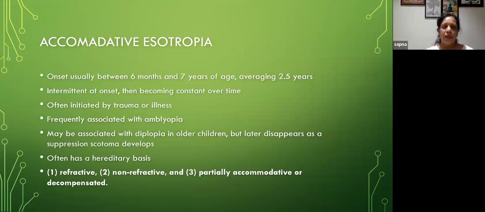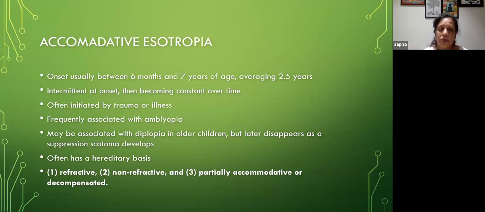Okay, now we go to accommodative esotropia. Accommodative esotropia usually develops between 6 months to 7 years of age, but the main time is around 2.5 years. It is intermittent at onset, then gradually becomes constant over time. It may be initiated by trauma or illness, though most of the time it doesn't happen. With present-day kids on screens, phones, mobiles and computers, this is the main precipitating factor of accommodative esotropia.